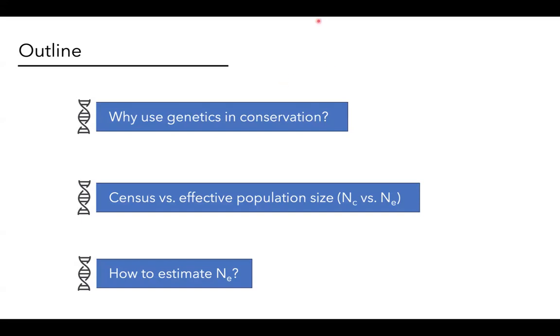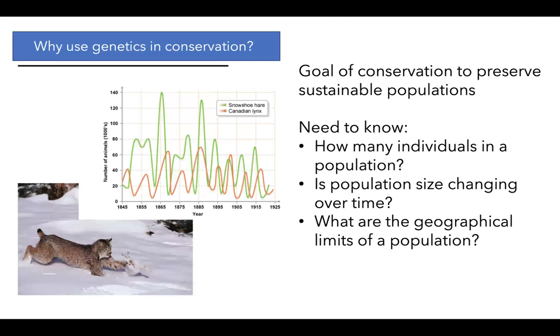So, there we go. Why might we want to use genetics in conservation? Well, if we look at the goal of single species conservation, it's really to preserve sustainable populations. And to do that, we definitely do need to know some basic biology of the species that we're focusing on, right? Some basic questions like how many individuals are actually in a population? Is that population size changing over time, right? And population size change might be due to natural effects. You see that here with this natural example of a predator-prey system.